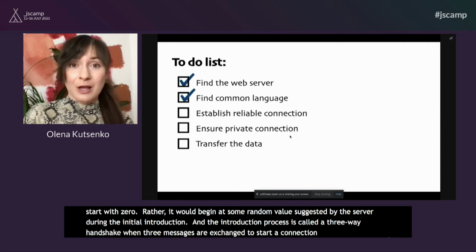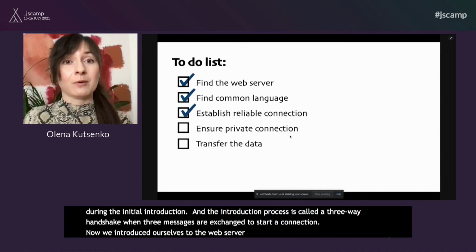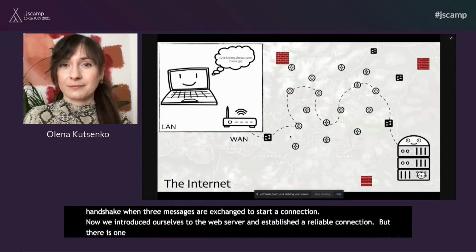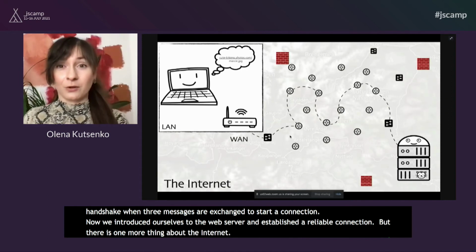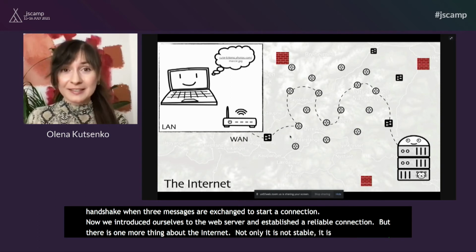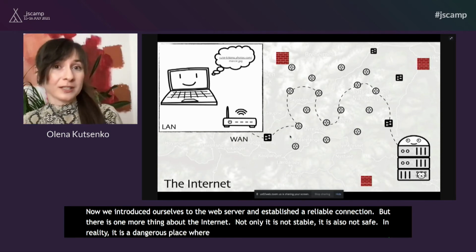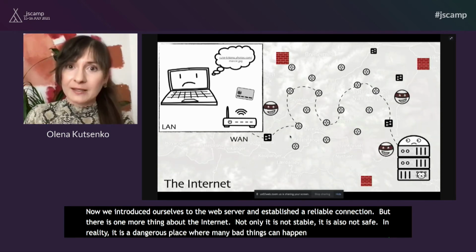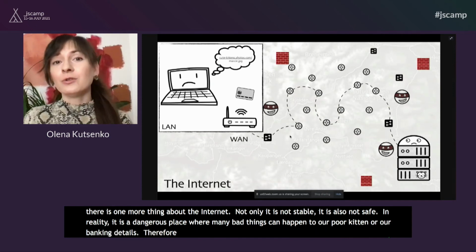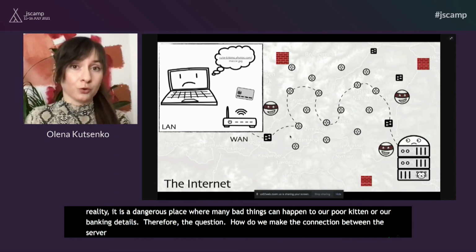Now we introduced ourselves to the web server and established a reliable connection. But there is one more thing about the internet. Not only is it not stable, it is also not safe. In reality, it is a dangerous place where many bad things can happen to our poor kitten or our banking details. Therefore, the question: how do we make the connection between the server and the browser secure?